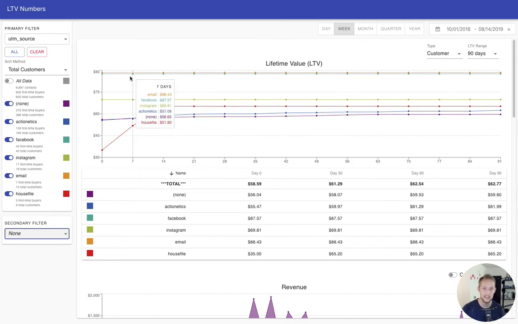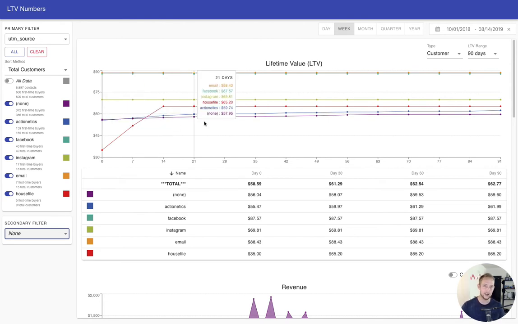However, if you look at Facebook or Instagram, for example, this line up here or this green line here, you can see that they're actually flat, meaning that customers come in, basically buy once, but then never buy again. At the same time, we can compare head to head. It does look like a Facebook customer is worth more than an Instagram customer, and an Instagram customer is worth more than a customer off of my email list. And again, these are just sample numbers here.